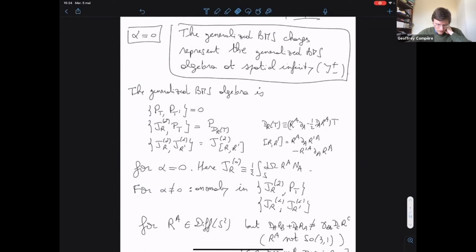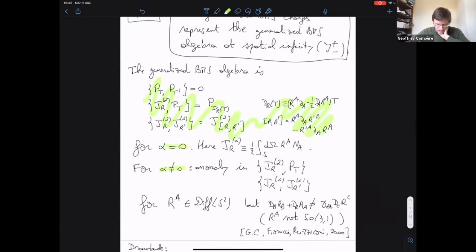So if we have alpha equals 0, the standard BMS algebra that I showed earlier can be generalized to this algebra, which is now R semidirect product diff S2. And this bracket is the standard bracket at spatial infinity. And that works only for alpha equals 0. So if you have alpha non-zero, you get an anomaly in these brackets. And this anomaly is not something you want at spatial infinity, because there's no reason you will have an anomaly of these brackets at spatial infinity.